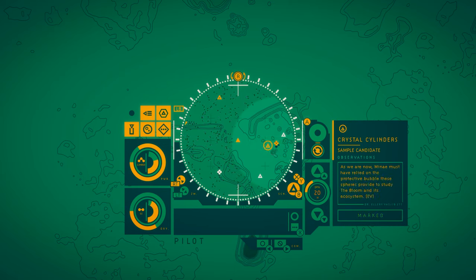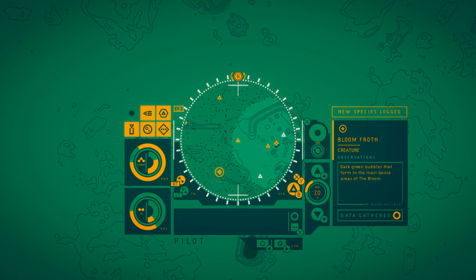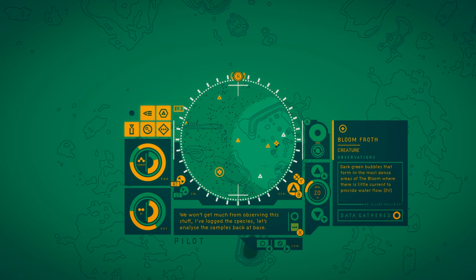Crystal cylinders. As we are now, Minae must have relied on the protective bubbles these spheres provide to study the bloom and its ecosystem. Bloom froth, new species logged. We won't get much from observing this stuff. I've logged the species. Let's analyze the samples back at base.